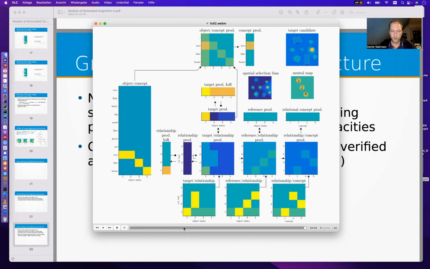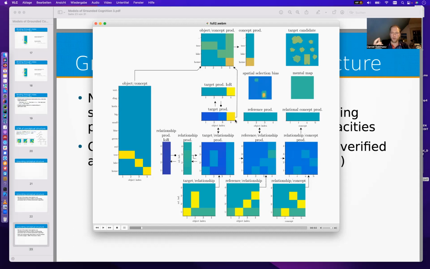And the first ingredient now is we have to essentially make a selection decision about which object to find next. So we assume that there's a target production field, which is defined over the discrete object index dimension and just selects one object at a time. So here in this example, it has selected the object with index 4.